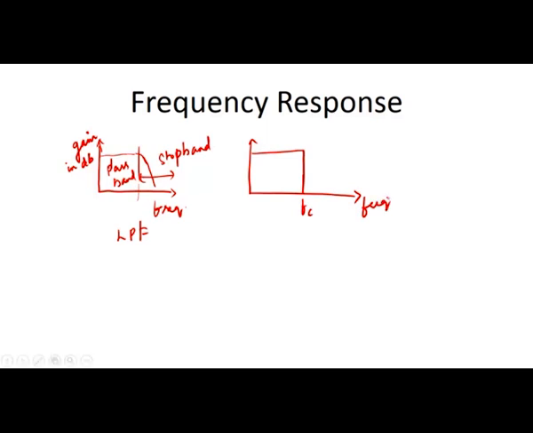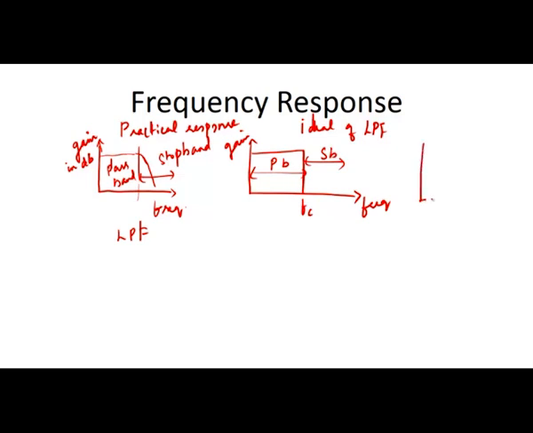So, this is the frequency of the input signal, this is the gain in dB, this is the ideal response of the low pass filter, and this is the practical response of the low pass filter. In the ideal response we have a sharp transition between the pass band and the stop band. Say PB is the pass band and here this is the stop band.